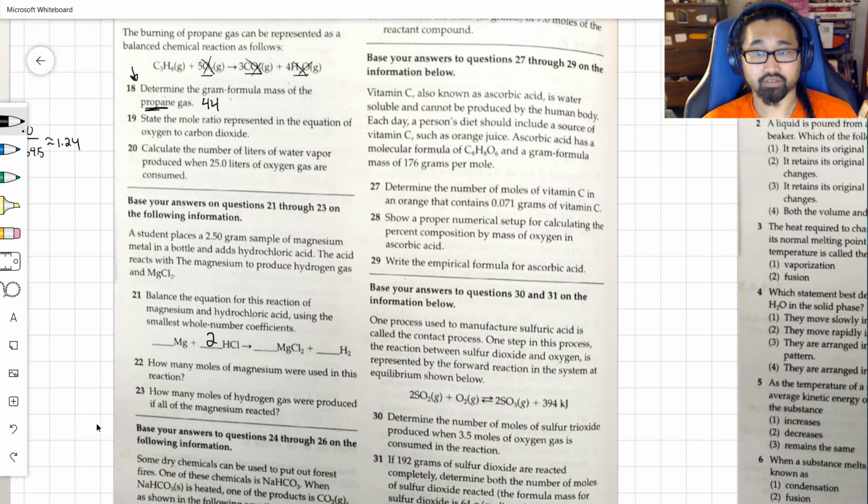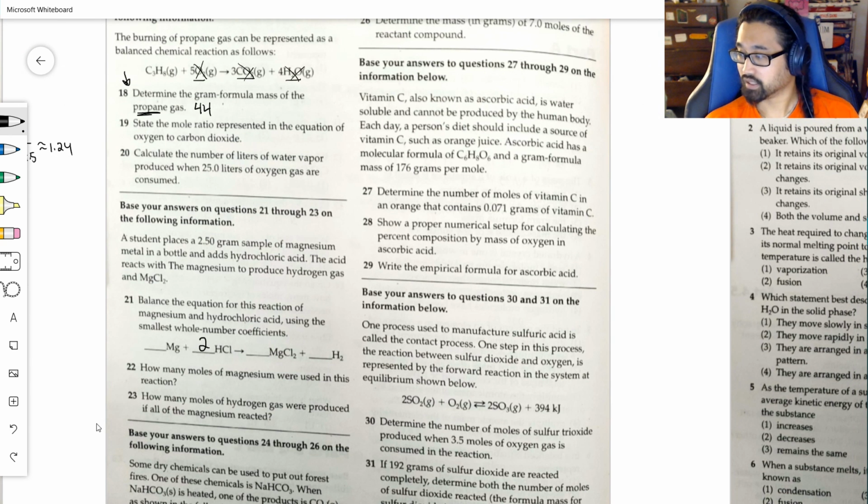Finally, we have 28 and 29. I know I'm not going to show you the proper numerical setup, but I think that you should be able to do it. So here is ascorbic acid. Percent composition of oxygen. So percent composition equals the mass of the part, which is 6 times 16, because there are 6 oxygens, divided by the mass of the whole thing.